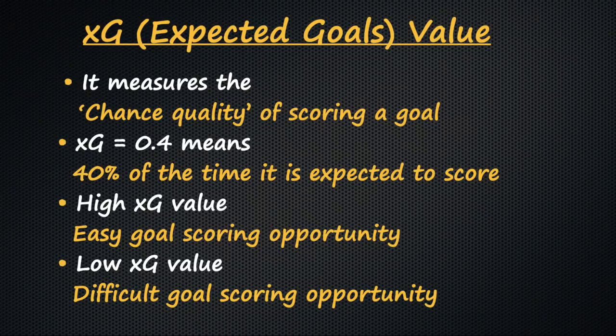A goal scoring opportunity has a 0.4 xG value, means the player is expected to score a goal from that position 40% of the time. A higher xG value indicates an easy goal scoring chance, and a lower xG value indicates a difficult chance to score.